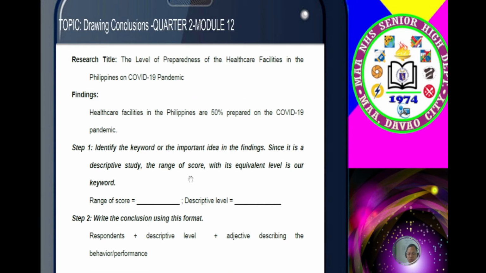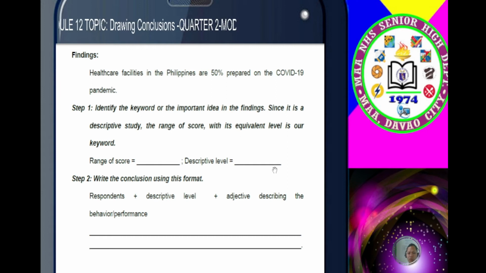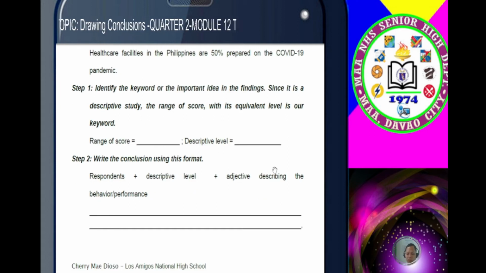Okay, so let's identify the range of score and skill level. Look at your table in your chapter 2. Our range of score here is at 50%. So when we have this 50%, we can say it is under moderate level. Okay, so what is now our conclusion? We can have our conclusion in this format.